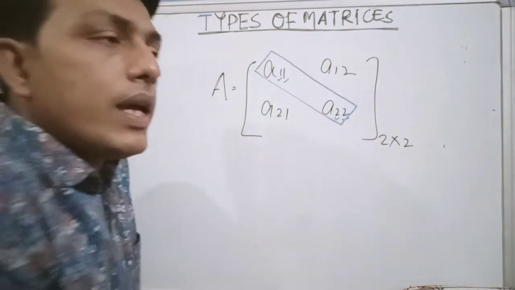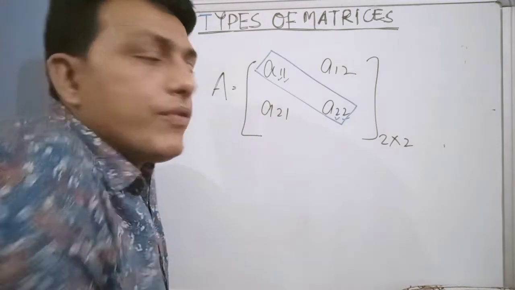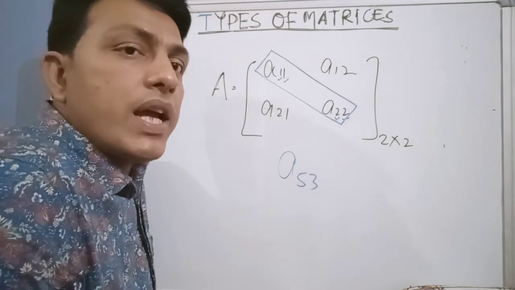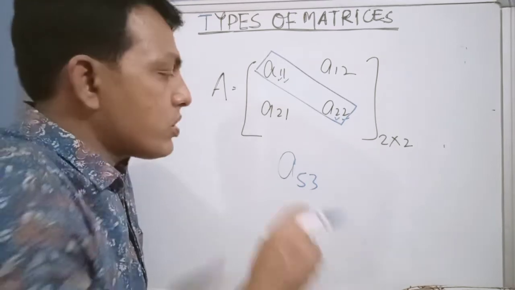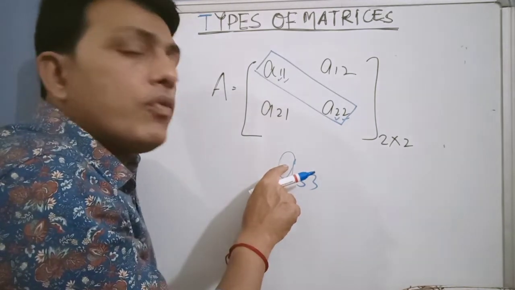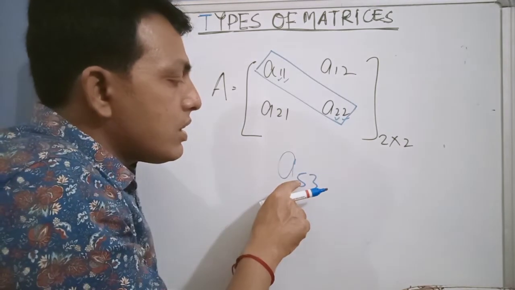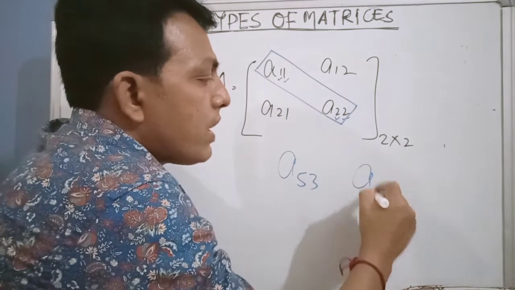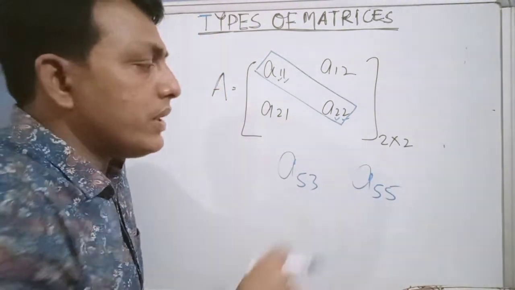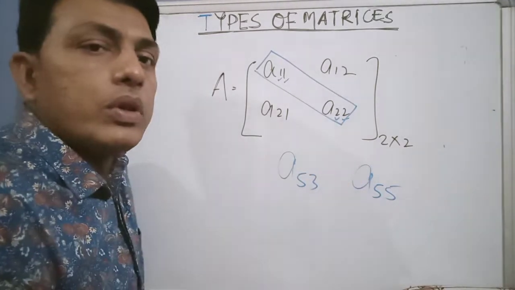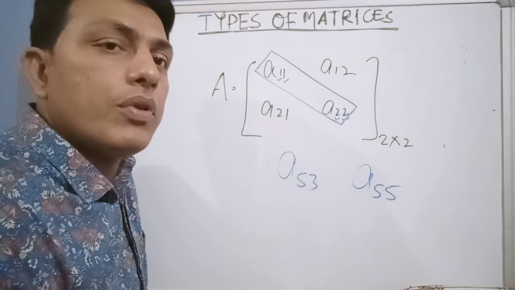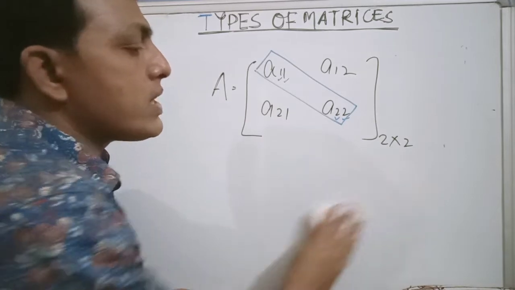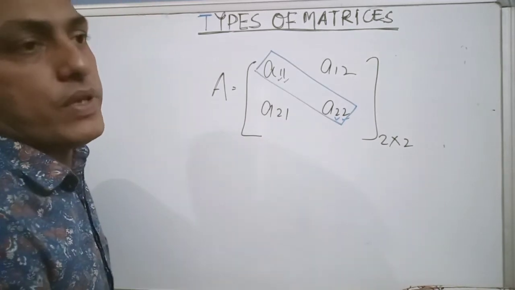Means if I ask, can A53 be part of the leading diagonal? The answer is no, because the element of the leading diagonal has an equal number in the suffix. A55, yes, there is a possibility of this element being part of the leading diagonal. So leading diagonal elements always have the same suffix.